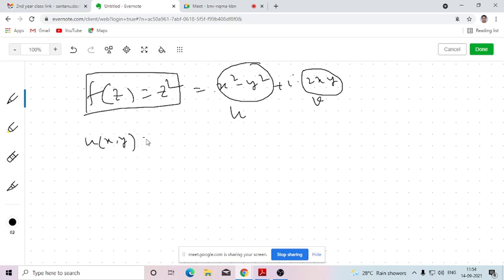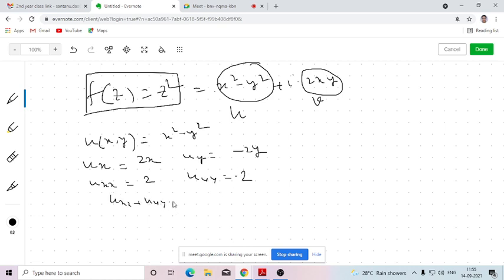So u(x,y) = x squared minus y squared. What is u_x, that is, del u del x? 2x. Del u del y is minus 2y. Del 2u del x2 is 2, and del 2u del y2 is minus 2. So u_xx plus u_yy equals 0. So u is a harmonic function. Now since this is analytic, as per the previous theorem, this v also should be harmonic. So we need to check this for v.